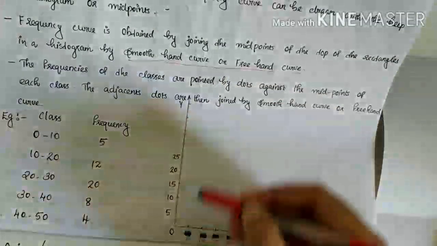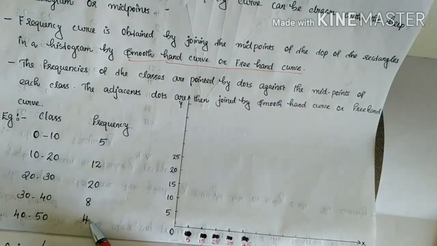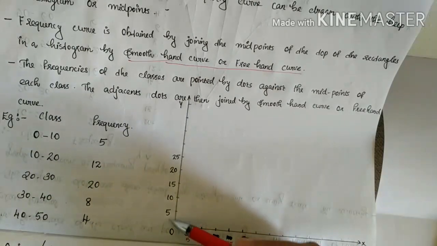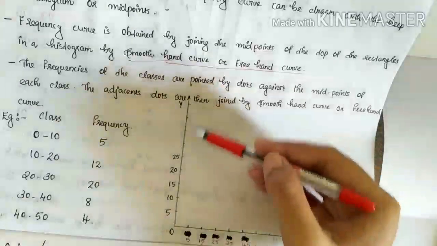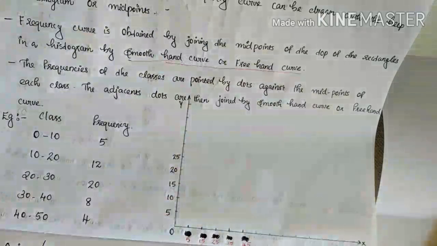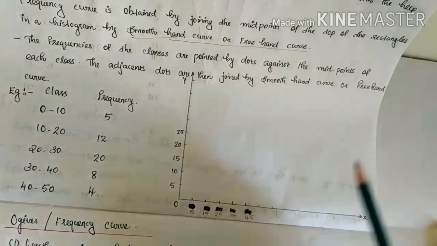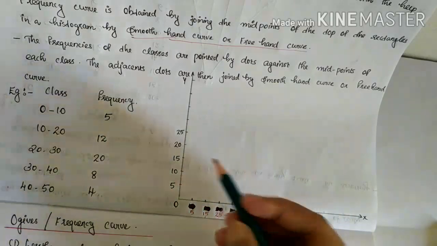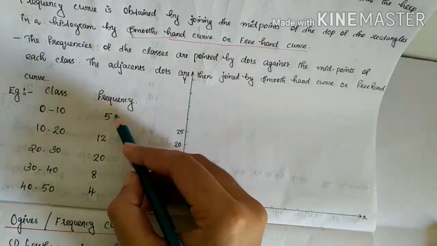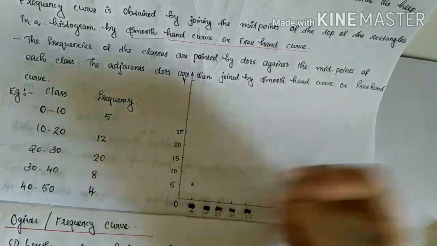And on the y-axis, you have to take the frequencies. The least frequency is 4 and the highest frequency is 20. So both numbers are considered while taking numbers on the y-axis. After plotting numbers on the x-axis and y-axis, the next step is: for the class 0 to 10, the midpoint is 5 and its corresponding frequency is 5. So we have to mark a point here.